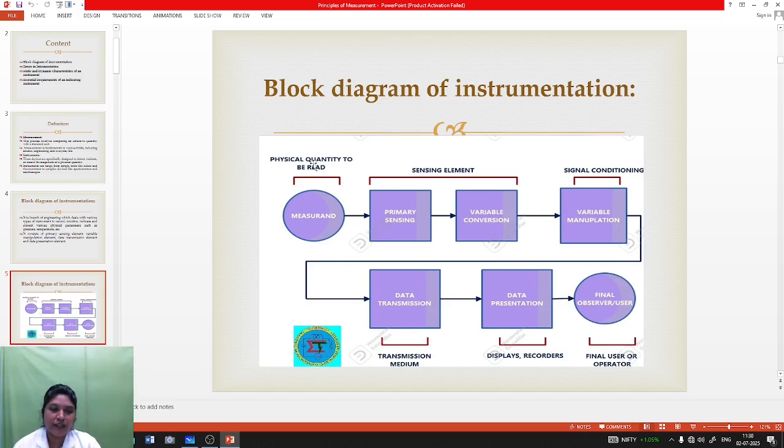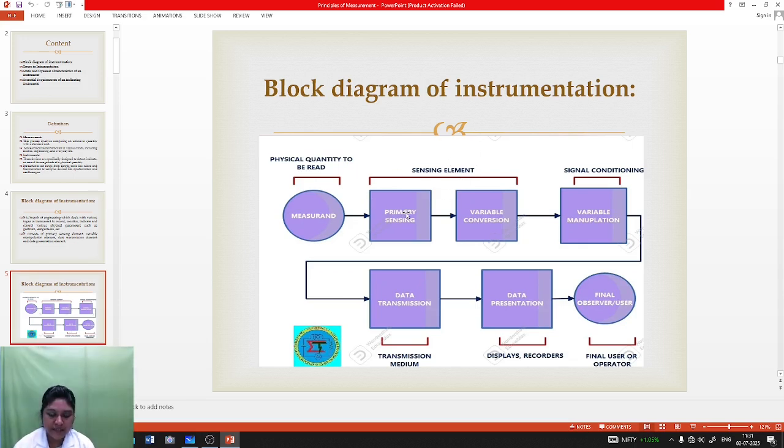The physical quantity to be measured is called the measurand. This can be anything. For example, it can be physical parameters like pressure, temperature, velocity, etc., or electrical parameters like voltage, current, etc. So the quantity to be measured is called a measurand. The quantity to be measured is considered in the initial stage, so this comes under the primary sensing element.